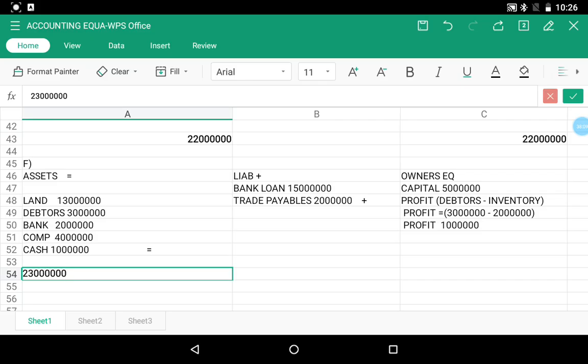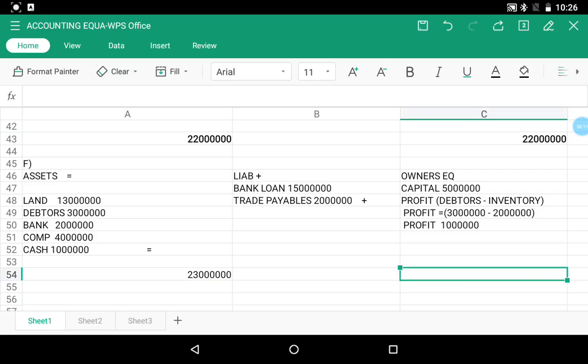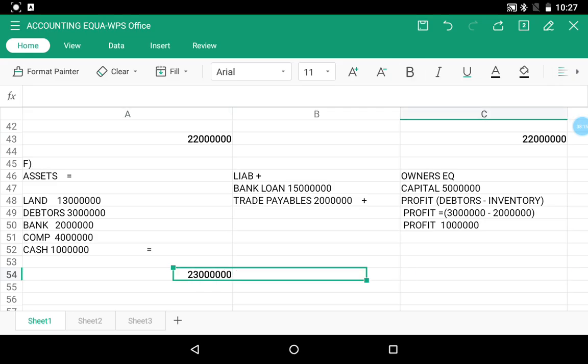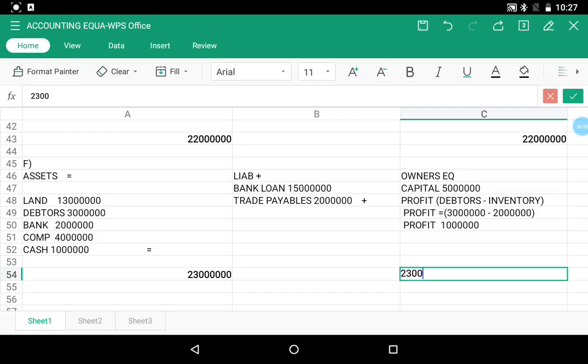Then on the other side, on our credit side, we have liability bank loan for 15 million, plus 2 million of trade payable, that is 17 million, plus capital 5 million, it is 22 million, plus profit of 1 million, it is 23 million. Now I think you can see they are balancing. Every transaction, it is balancing.